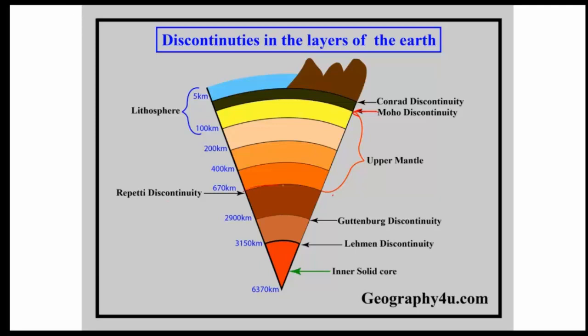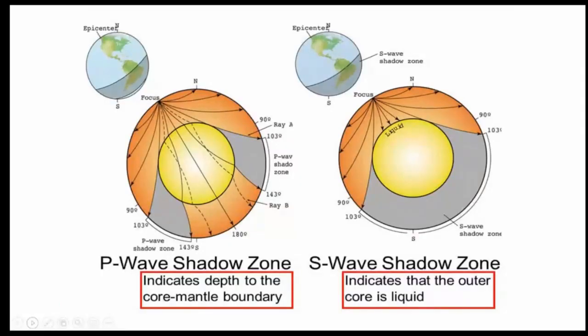Like here is a discontinuity. It's called the Repetti discontinuity. There is the Gutenberg discontinuity. There is the Lehmann discontinuity. And so on. There is a Conrad discontinuity. He discovered also another layer. So there are multiple layers inside the Earth. And these layers were discovered by studying the seismic waves, the motion of the seismic waves inside the Earth.